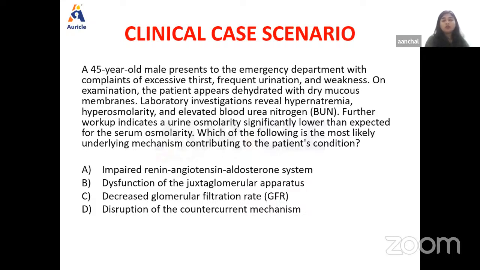And I know all the students know the answer. First, we have impaired RAS system, then dysfunction of the JG apparatus, decreased GFR, or disruption of the countercurrent mechanism. Again, you have 30 seconds to solve this. Yes, the answer is disruption of the countercurrent mechanism.